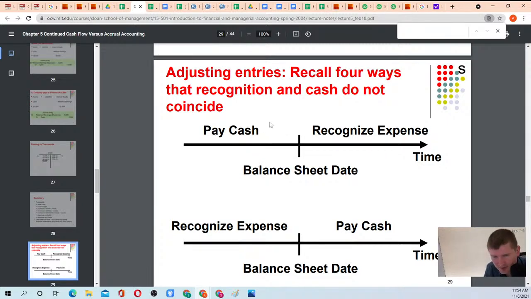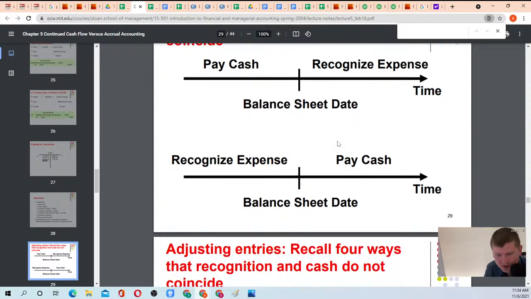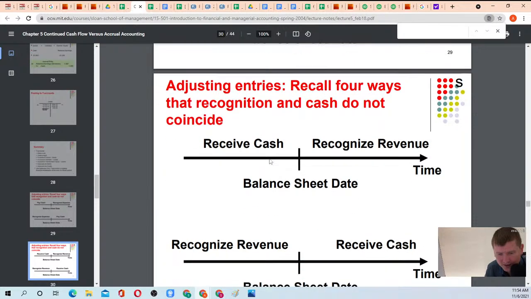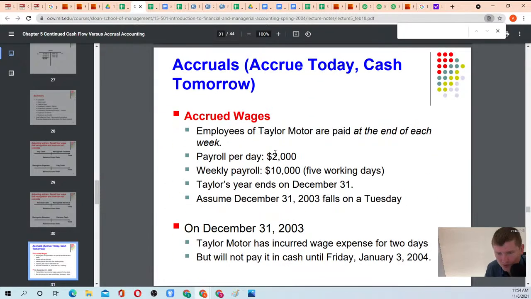And here we have a quick review of the operating cycle, that sometimes we pay cash earlier than we recognize the expense, or we can recognize expense earlier than we pay cash for something. That's a reminder about the difference between cash basis and accrual basis. Not much to repeat here, honestly.